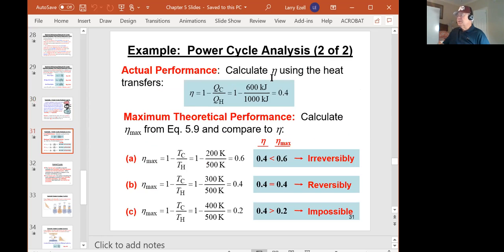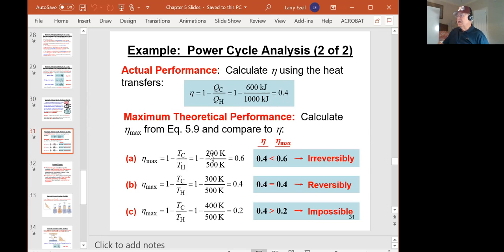Okay. All right, actual performance. Oh, okay. Here's the actual performance of the cycle we got here. We're given that QC was 600 kilojoules. This is 1 minus QC over QH. Sorry, I wish I could edit out where I went around in circles there. This is the actual performance based on the actual numbers we know. 1 minus QC over QH is equal to 1 minus 600 kilojoules over 1,000 kilojoules, which is 1 minus 0.6 or 0.4. So the actual performance of this cycle is 0.4 or 40% thermal efficiency.